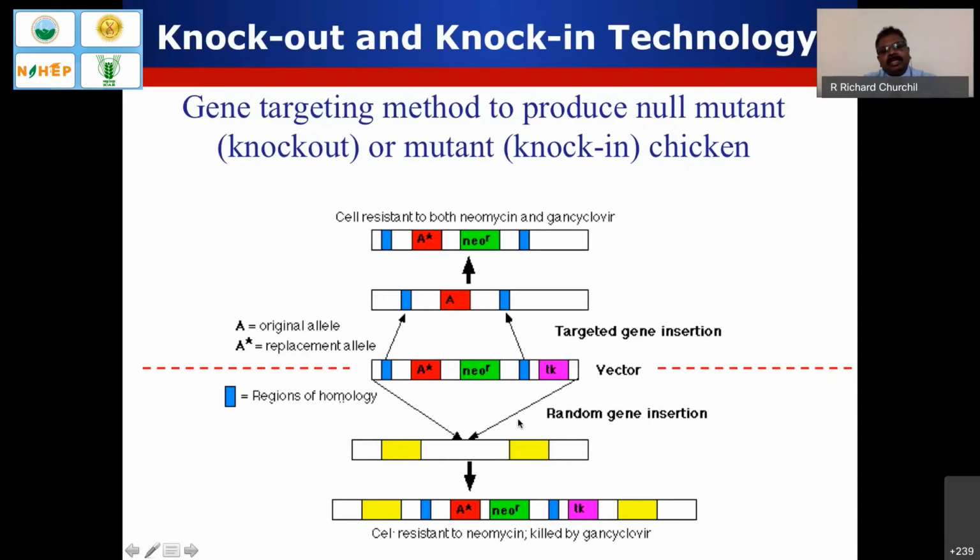On the other hand, if the foreign gene is inserted in some other place, some non-genic region, or in the area of some other gene, then it is called random insertion. So this type of genotype will occur.